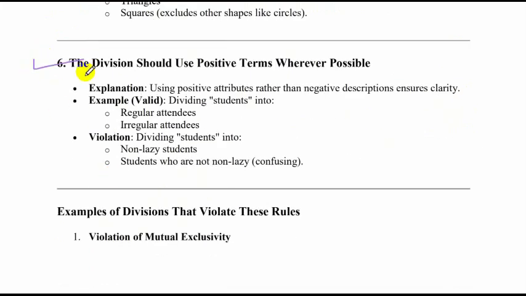The division should use positive terms wherever possible. Avoid the negative terms. So for example, regular attendees, irregular attendees. Don't start with non-lazy students and then lazy students. Meaning instead of saying regular or competent students or studious, we are saying non-lazy. So this confuses the term. We are creating more confusion.